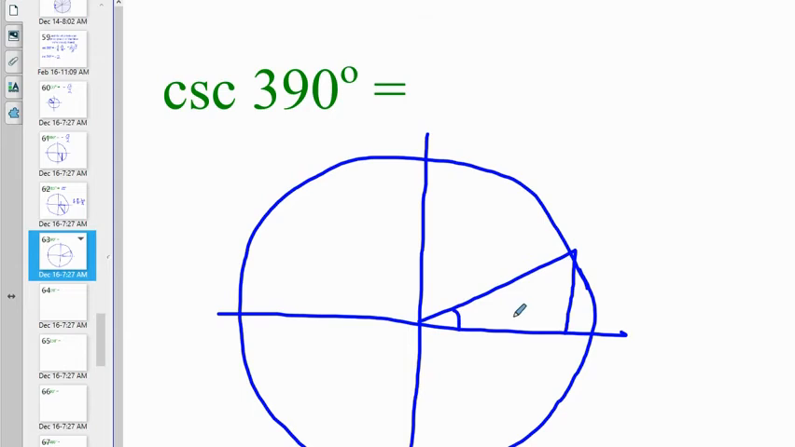I've got a 30, 60, 90 triangle. Cosecant is the reciprocal of sine. Sine is the vertical component over here. Let's see, the vertical side, the short leg of this 30, 60, 90 triangle is 1/2. It's positive because it's up. And then cosecant is the reciprocal of 1/2. And so that is 2.